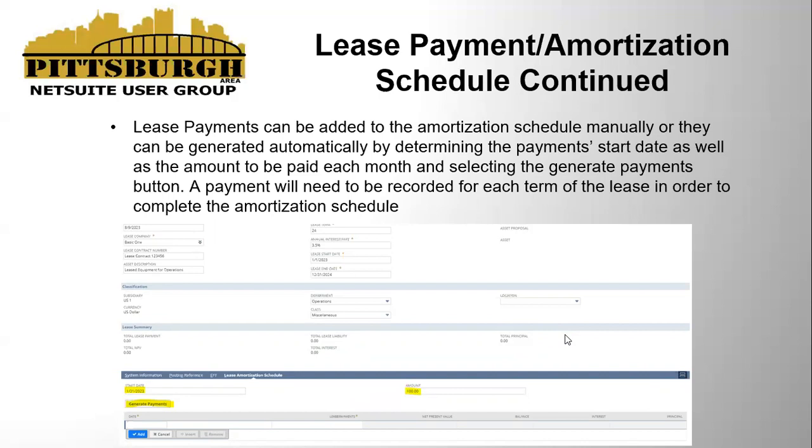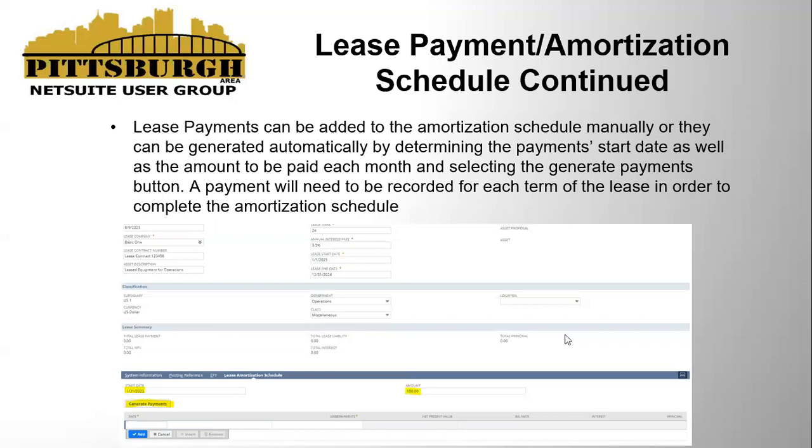You can add these payments to the amortization schedule manually, going in one by one, where it says add at the bottom there, 24 times essentially, which is kind of monotonous. So there actually is an automated feature. If you go in there and select the start date, let's say our first payment date will be 1/31/23, the amount's going to be $100. We love our round numbers, right? And then select generate payments.